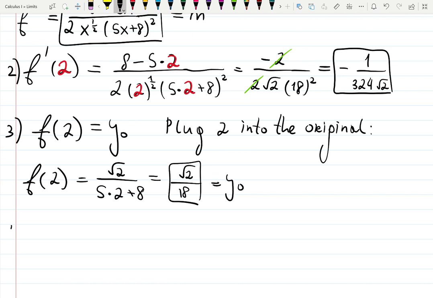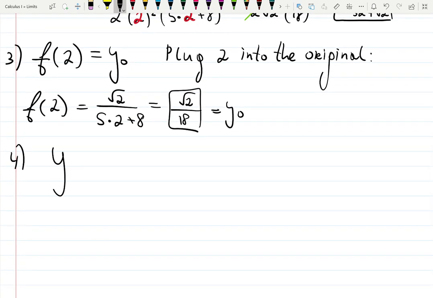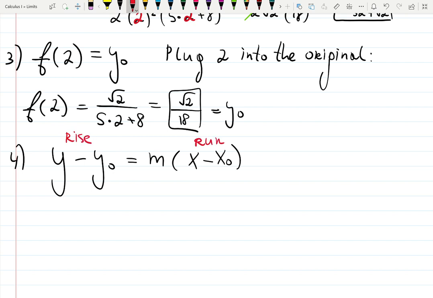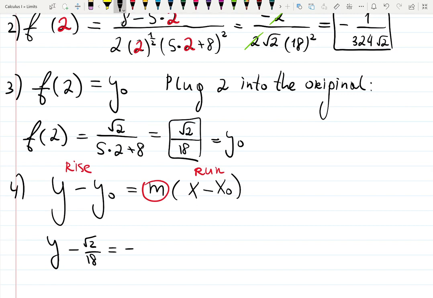Finally, we have everything for step 4. Step 4 is filling in the formula. Y minus y0 equals m times (x minus x0). Basically, sometimes people remember rise equals scaled run. And m, which is a slope, is a scalar. So, y minus square root of 2 over 18 equals m. m is over there, I can see it, minus 1 over 324 square root of 2, times (x minus x sub 0, which is 2). Simplify this.